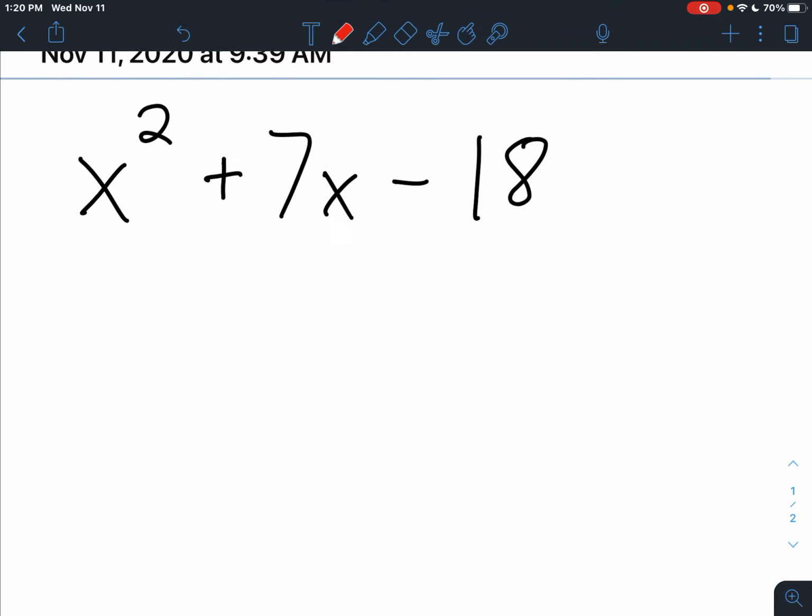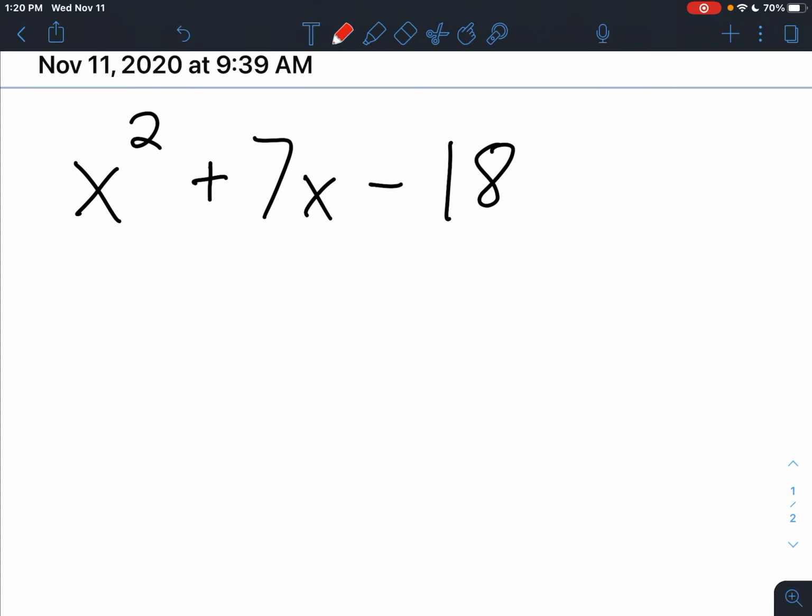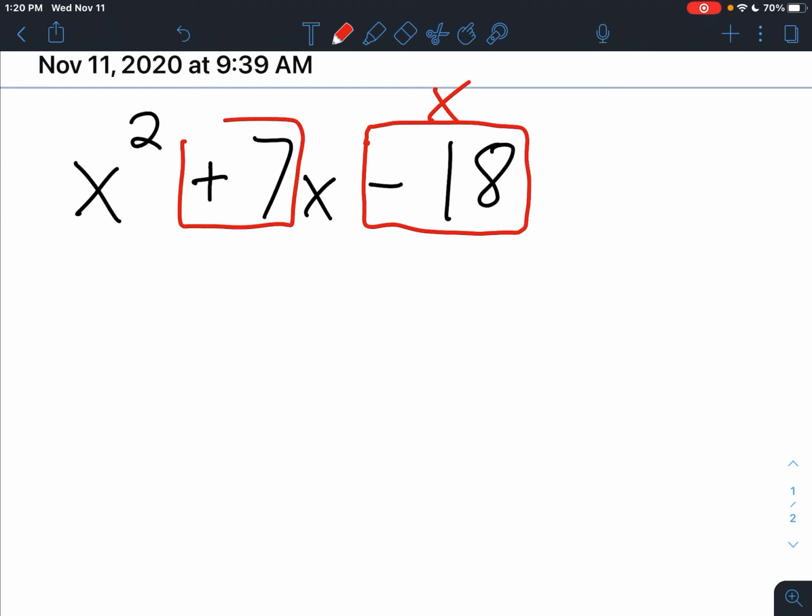The key thing here is you've got to find two numbers that match two different operations. You've got to look at this number. Two numbers have to multiply to this C value, the negative 18. Those same two numbers also have to add to positive 7. So what you do is you create a little factor tree for 18.